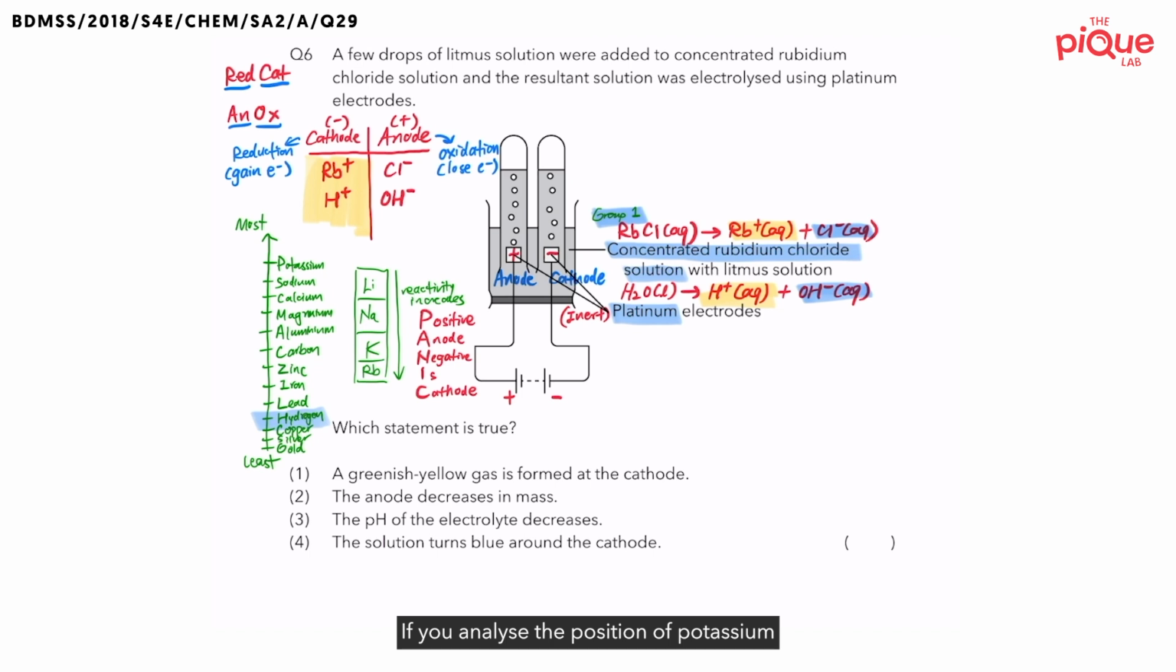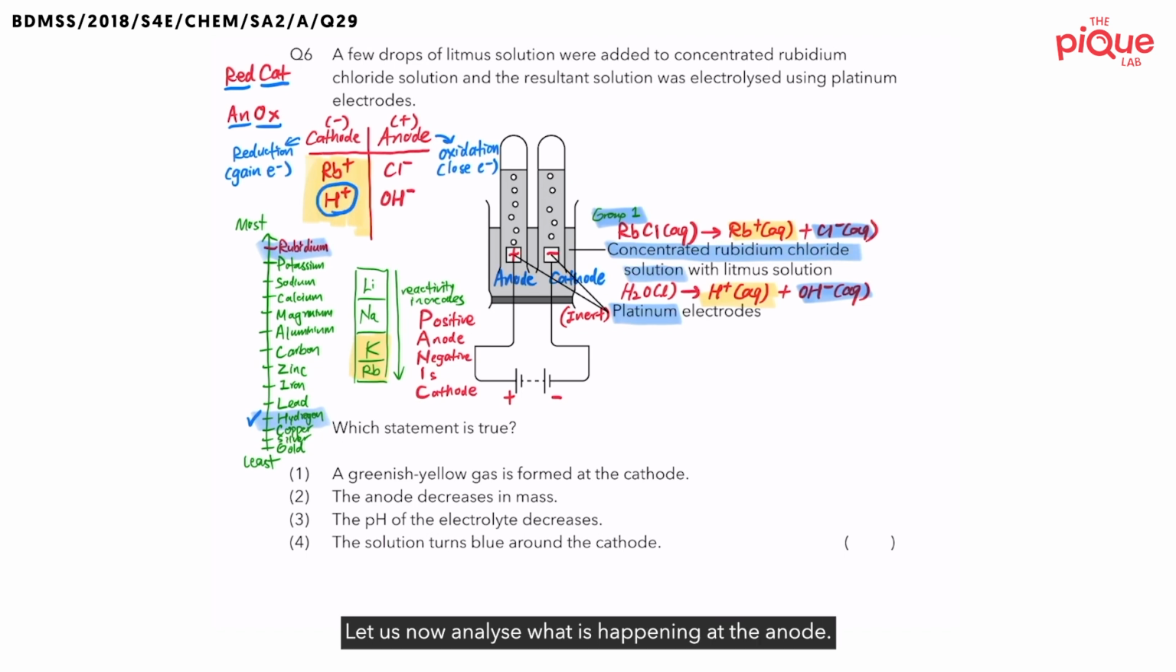If you analyze the position of potassium and rubidium, you will be able to see that rubidium is in fact even more reactive than the most reactive metal in the reactivity series. Therefore, we can place rubidium at the top. And in fact, we will be able to see that rubidium is way more reactive than hydrogen. With respect to the reactivity series, hydrogen, which is below rubidium, will be preferentially discharged.